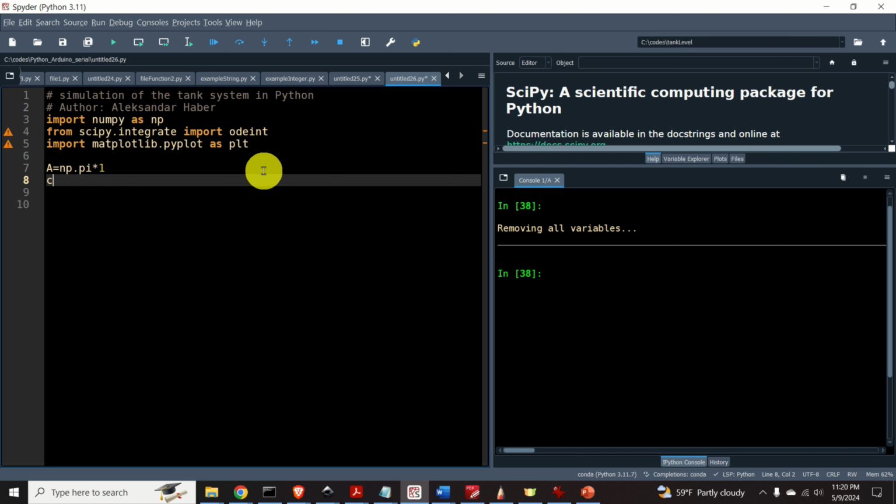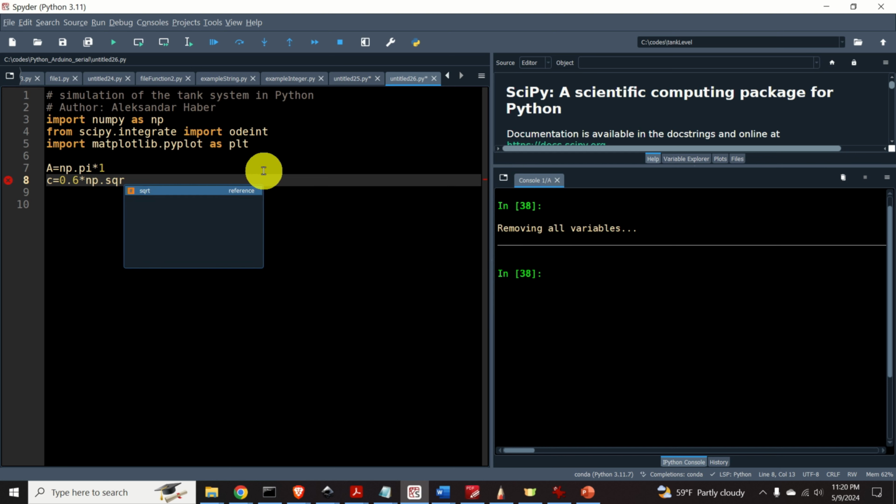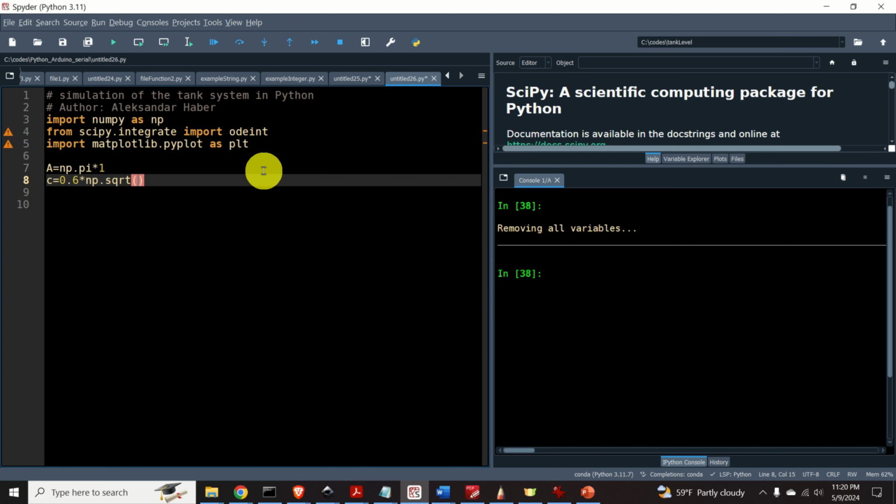Then let's define the C constant. I will assume a CD, that is the discharge coefficient, of 0.6, and over here I will define the term square root of 2 multiplying 9.81. Okay.